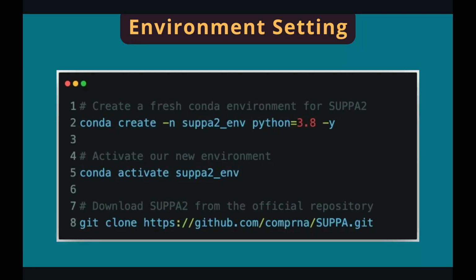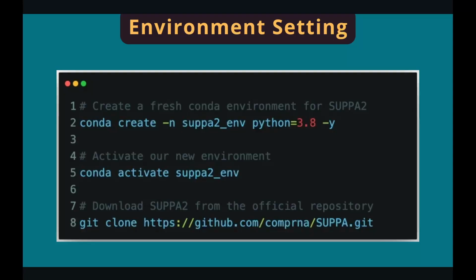As usual, our first step is to set up the environment. So here we create a new conda environment called SUPPA2_env. After activating the environment, we can download our tool directly from the GitHub page using the git clone command. You don't have to install the tool because all the executables are already in the folder you downloaded.